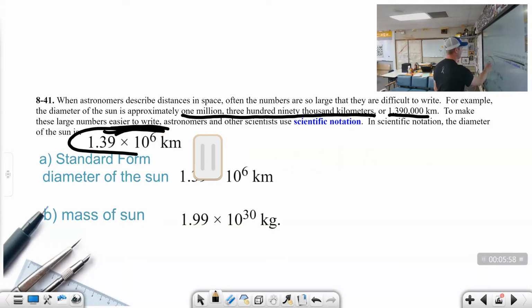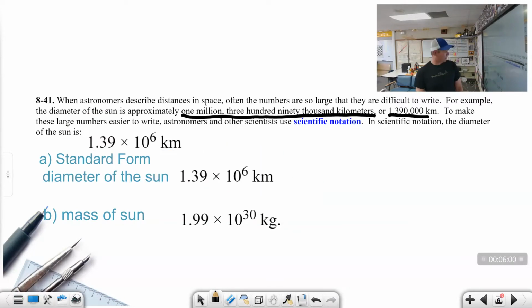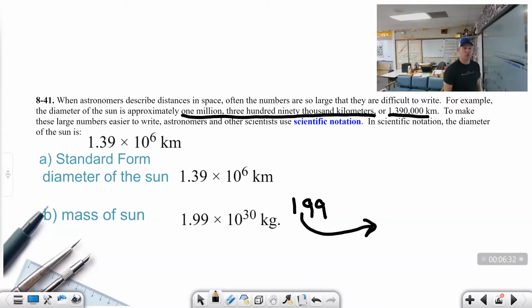Problem letter B. Now, the mass of the sun is 1.99 times 10 to the 30 kilograms. Now, notice how easy that is to write. Now, what does this number mean? Well, it means 1.99 times, I don't even know what that number is. But I know that that's a 1 with 30 zeros. So, how do I do this problem? Well, I'm going to write 199. And I am going to move that decimal. Yes, you are going to write it out. You are going to move that decimal 30 times.